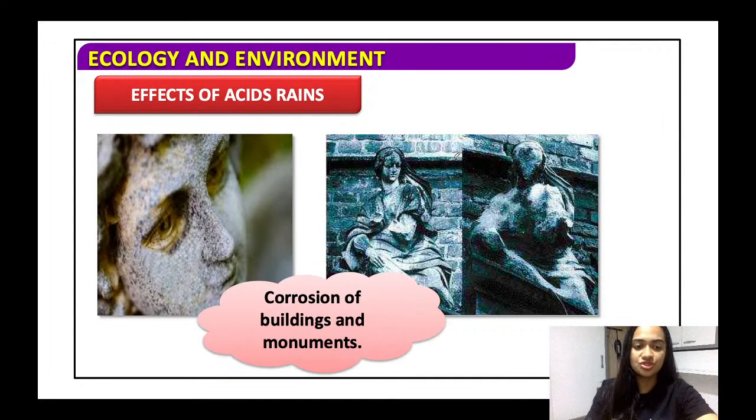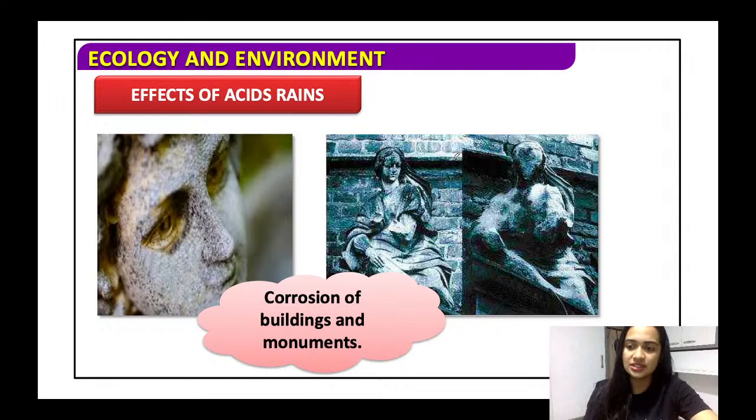And you have corrosion of buildings and monuments. Even the yellowing of the Taj Mahal. Taj Mahal is basically pure white, but due to acid rain deposit, what is it getting? There is corrosion happening to all the rocks and stones from which the monument is made. So what is happening? It is corroding. Corrosion is caused by what?